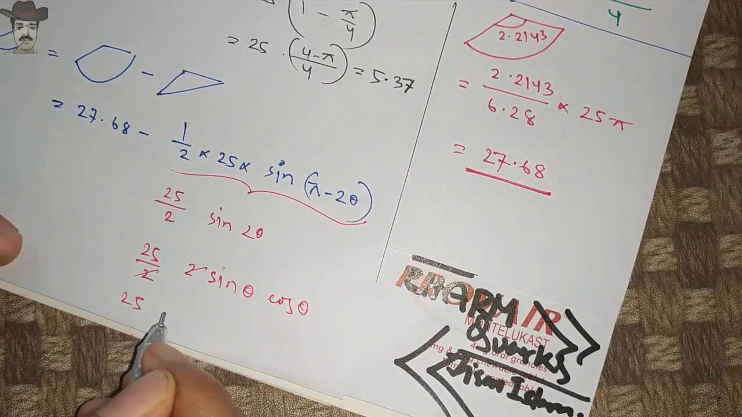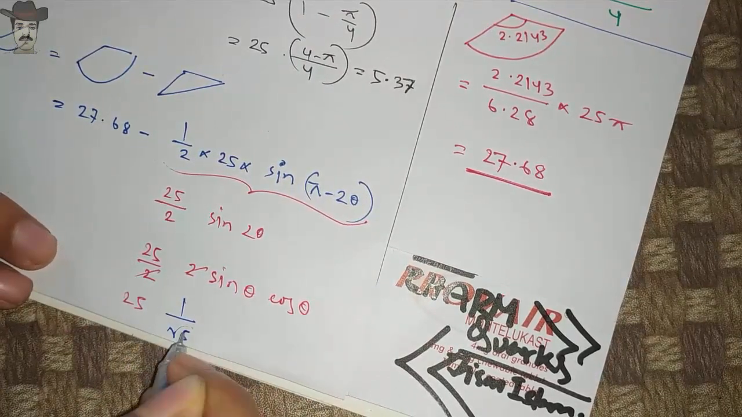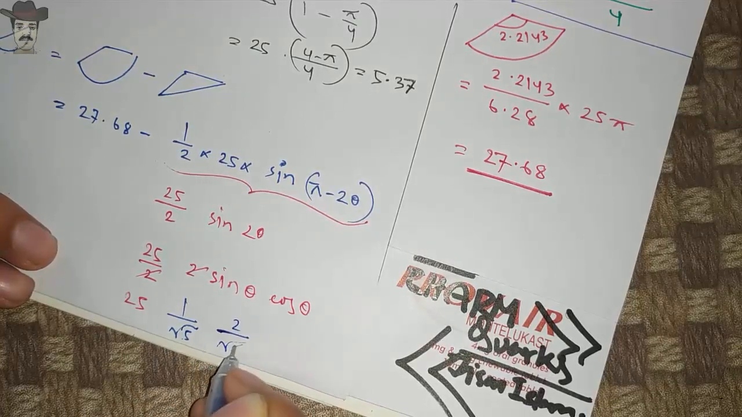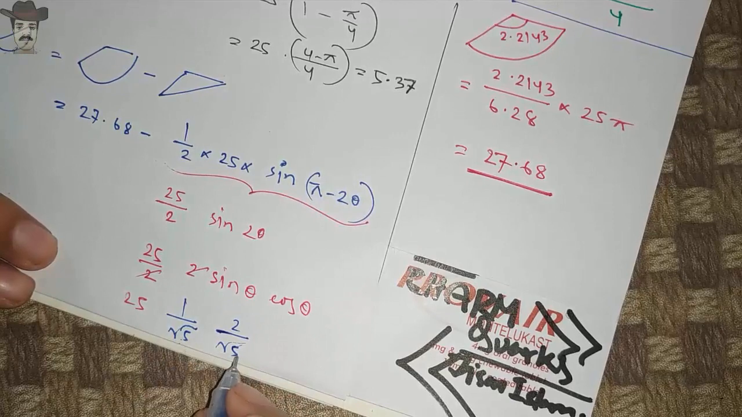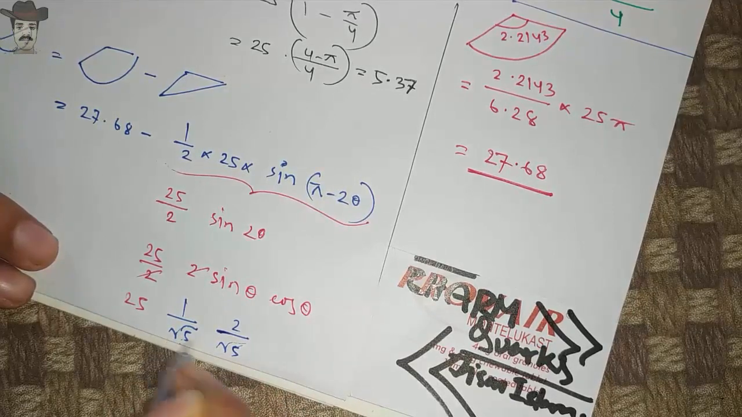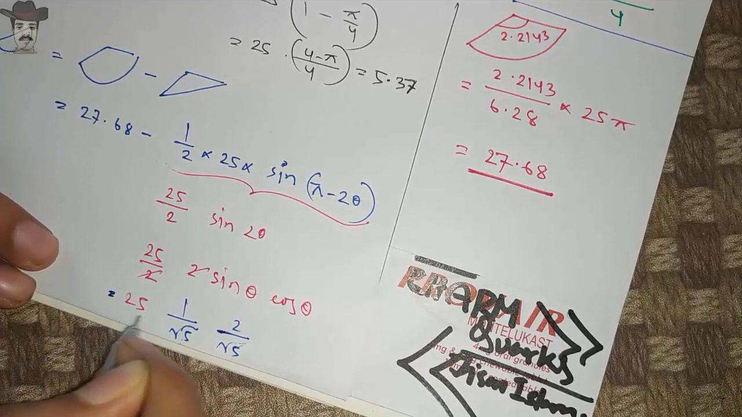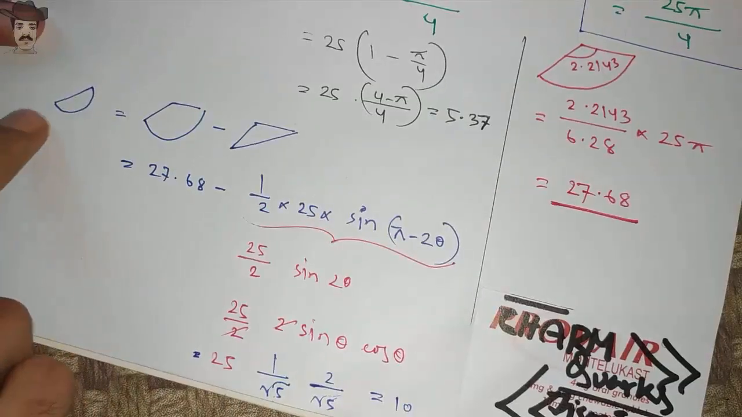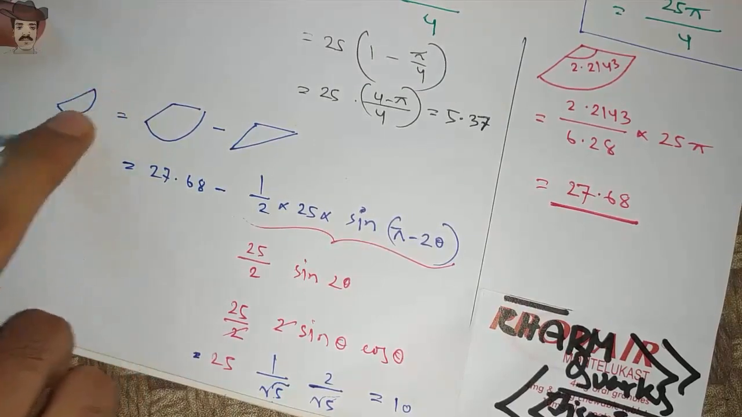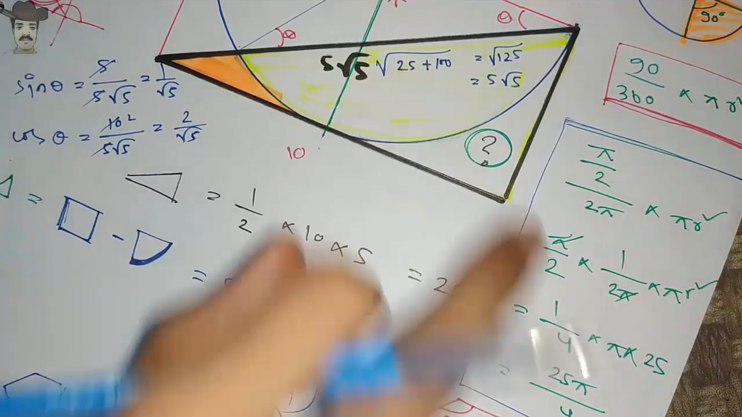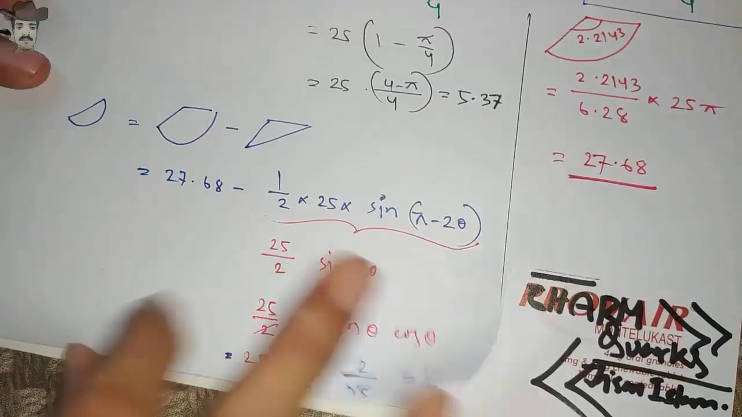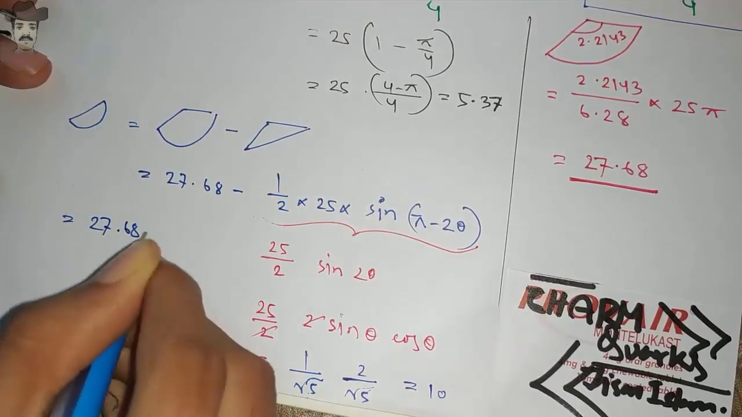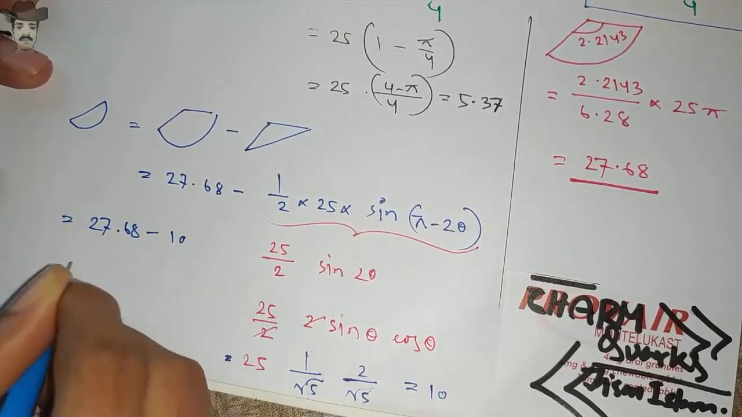Now we can plug in these values here. So sine theta equals 1 over root 5 and cos theta equals 2 over root 5. We know root 5 into root 5 is 5, so 5 here, with 25, it will be just simply 10. So now we can find the area of this green region. The area of this green region is simply 27.68 minus 10, which is just simply 17.68.